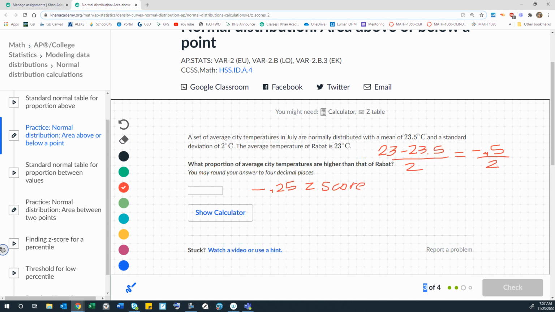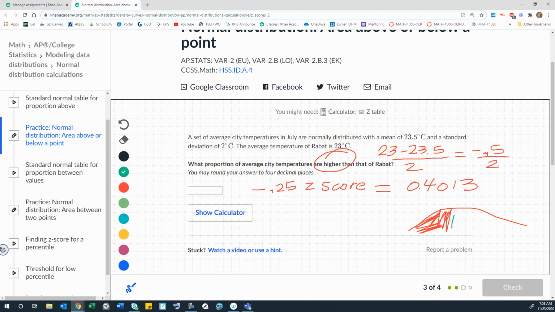So now we look up that on the chart. So we start by looking for negative 0.2, which is near the bottom. And then we go over to the column that says 0.05. So 0, 1, 2, 3, 4, 5. And it says 0.4013. But we want higher than. This would be below because that's off of our chart that is the stuff below, right?